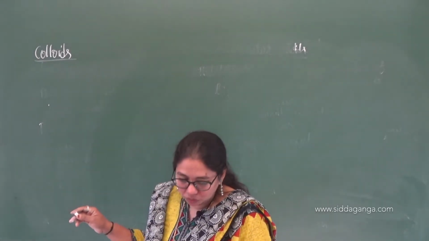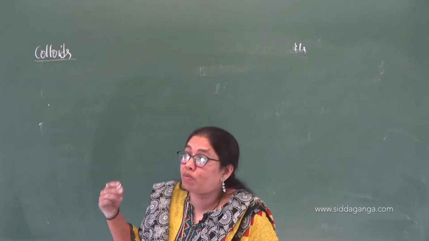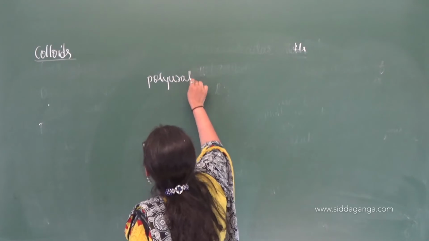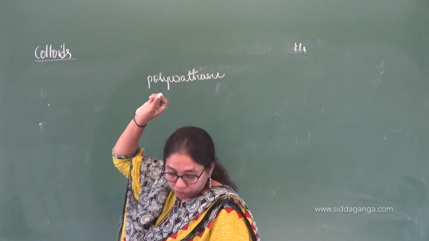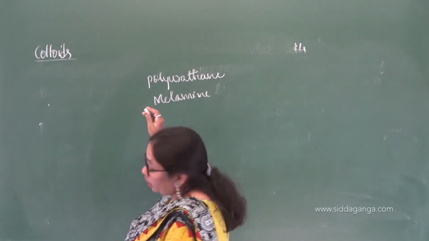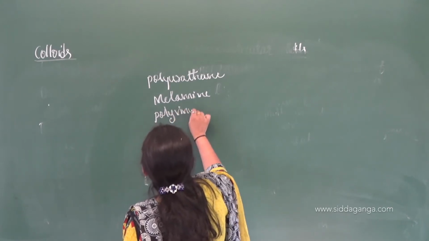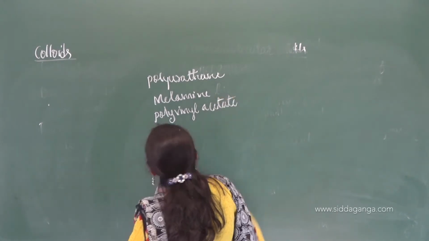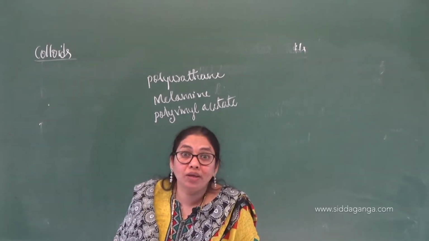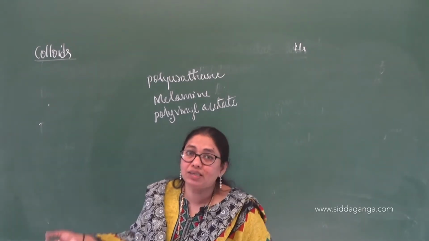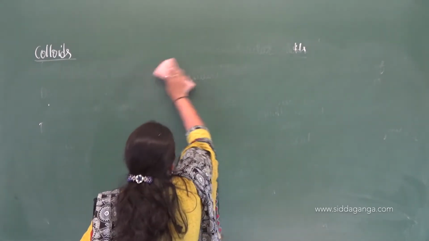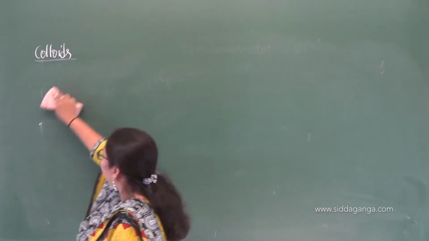Some examples for macromolecular colloids can also be synthetic materials like polyurethane. That is one chemical compound. One more example is melamine, which is one type of pigment. And then you can have polyvinyl acetate also. These are synthetic, man-made examples for your second category. What is that second category? That is macromolecular colloids. So simply remember lyophobic for the first. Along with that, polyurethane, melamine and polyvinyl acetate are also examples of macromolecular colloids, where a large number of these big molecules associate to form the colloids.